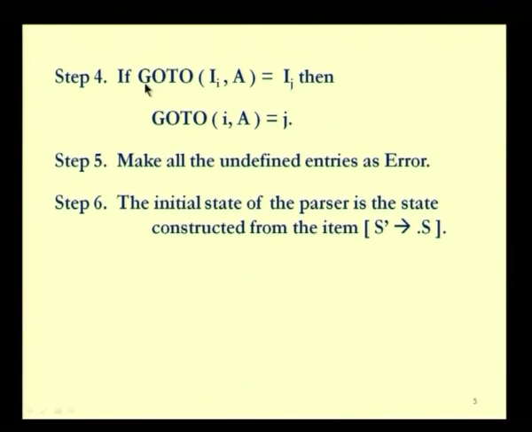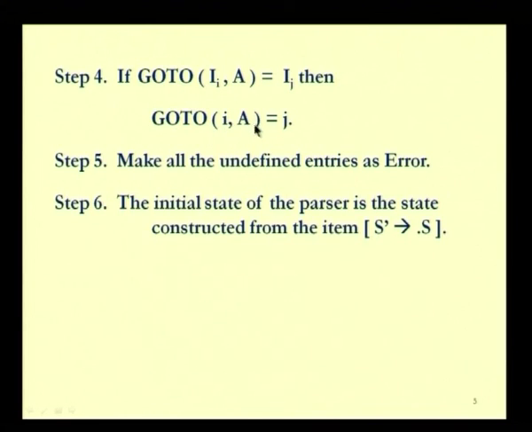We have the condition: if goto of I comma capital A. The reason why we have capital A is that goto is going to be defined only for variables, not for terminals. So, if goto of I_i comma A equals I_j, then set goto of I_i comma A equal to j. That means, if you are in the ith state for the variable A, you resume the parsing from j. A similar action we have already carried out for the shift action, but that is meant for terminals; if it is a variable, this is the case.